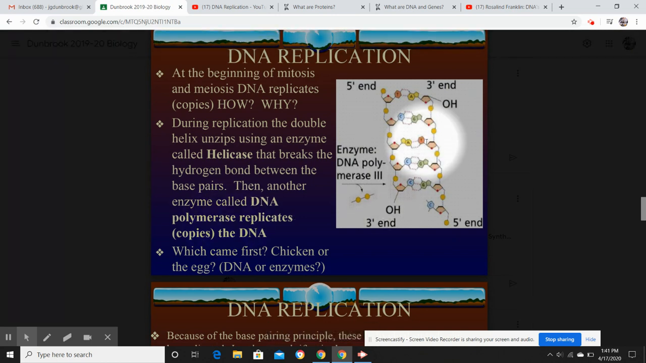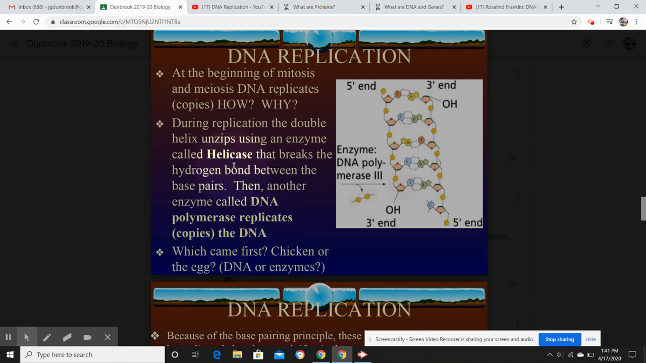So it kind of begs the question, how could the first DNA molecule have been constructed and then copied without helicase or polymerase? And don't get too hung up on these words. What I'm saying is it takes DNA to make helicase and polymerase, but it takes polymerase and helicase to make new DNA. So what came first, the chicken or the egg?